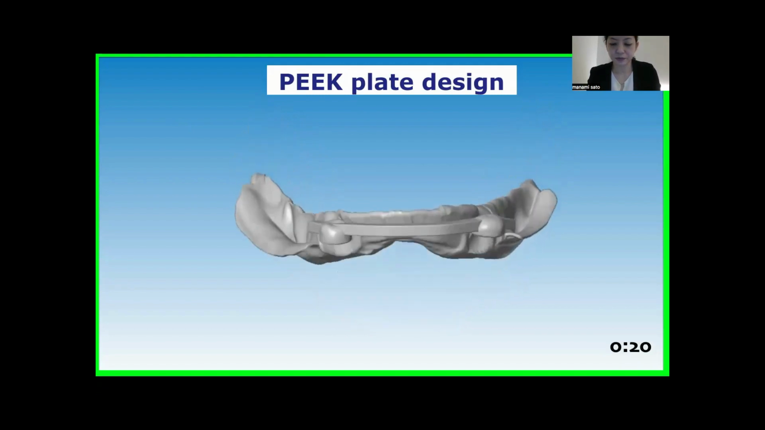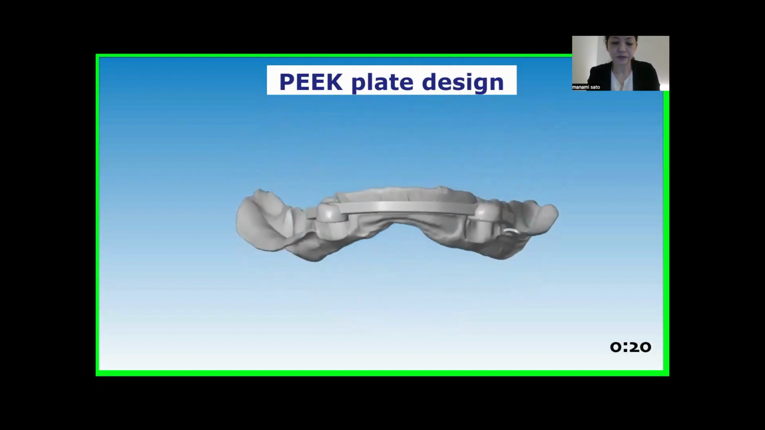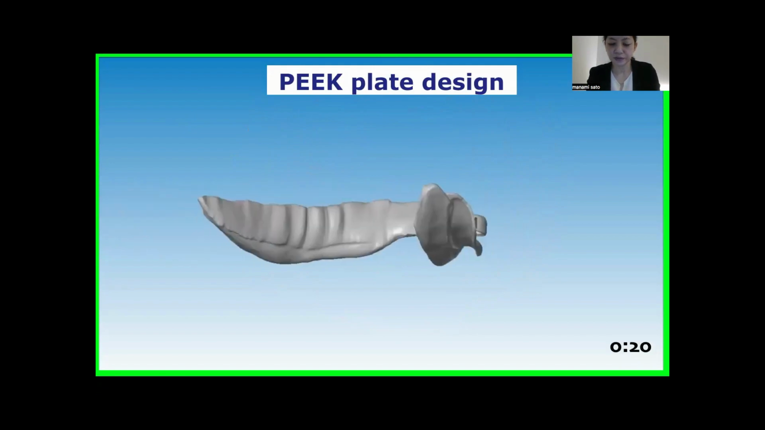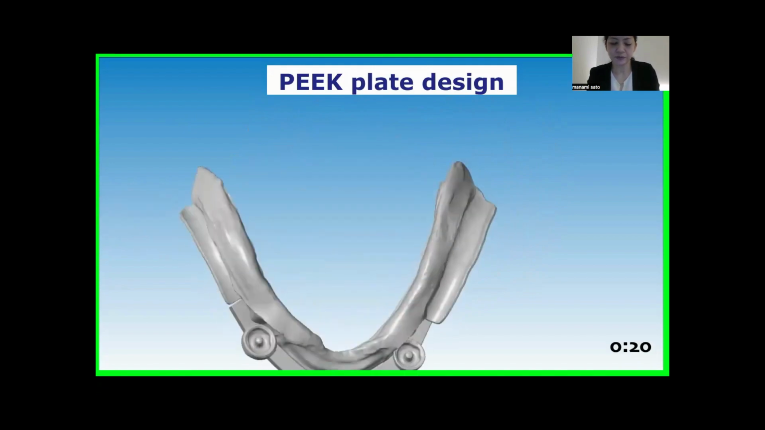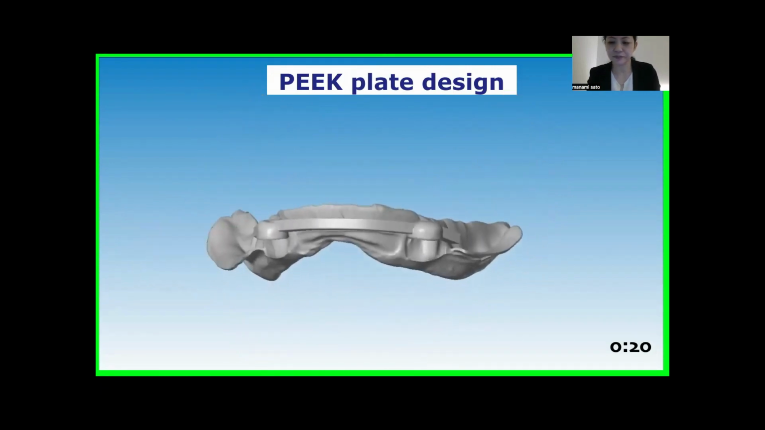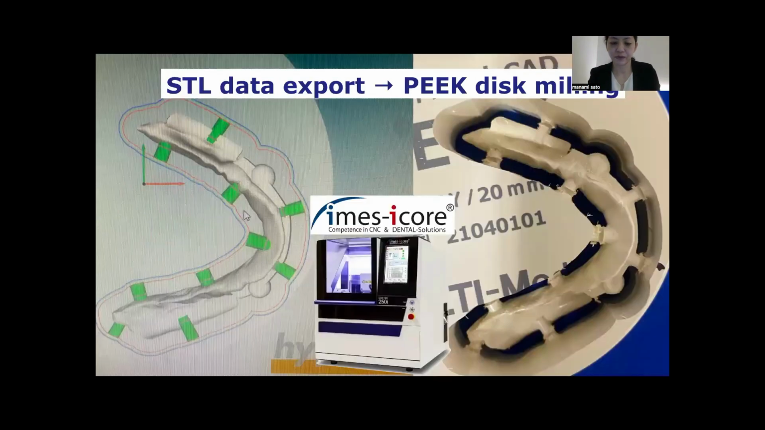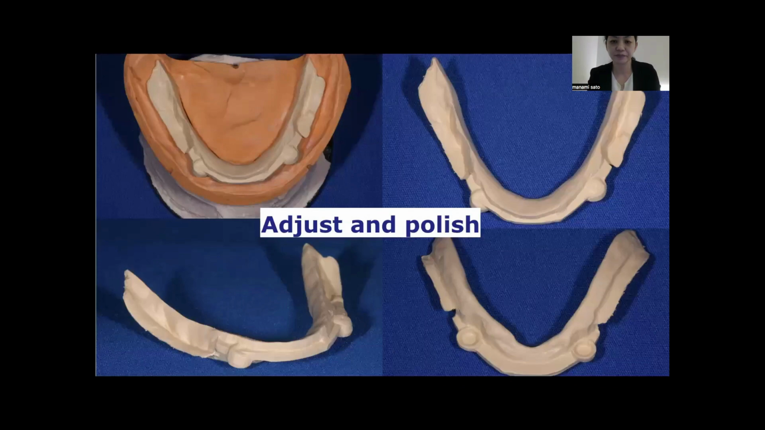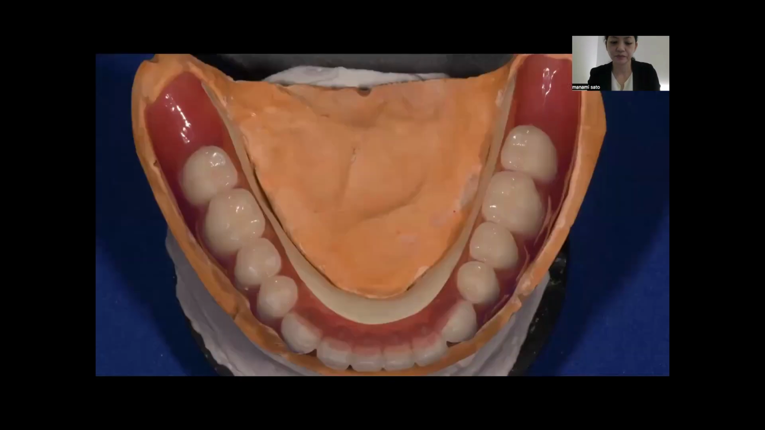Further modify the plate. We designed a plate that is integrated with the part that contains the locator male. I exported the STL data and made the PEEK disk. Adjust and polish. This denture was also completed using the usual denture manufacturing method.